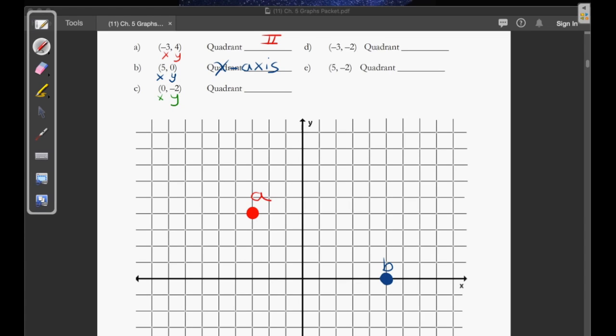So let's take a look at letter C. Put my x, comma, y. My x coordinate is 0, meaning I'm starting at the origin, but I'm not moving left or right. My y coordinate is -2, so I go down 2 and label that C. Now think about, where is this located? Is it in a quadrant or is it on an axis? It's on an axis, so we label that as y-axis. Now we want you to finish this page and then check your answers as you go.